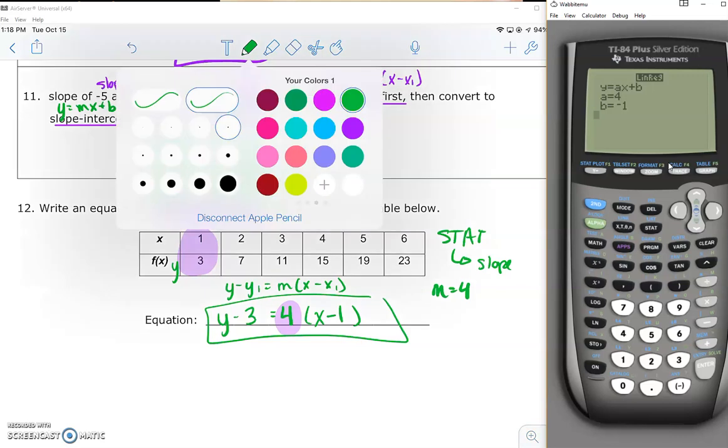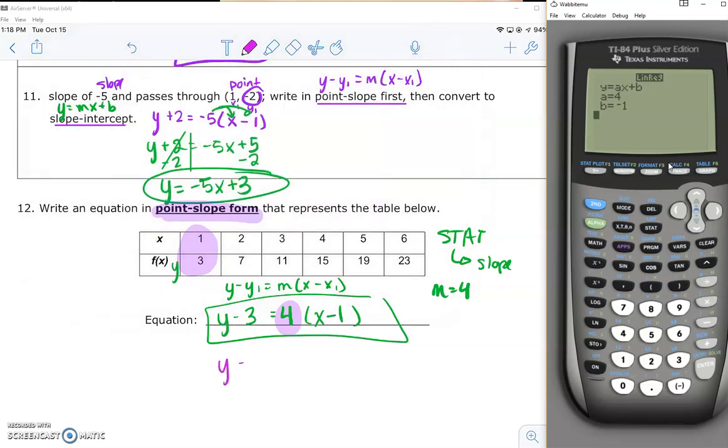Now remember, point slope works for any point, so I could have used a different point. Maybe I wanted to use this one. Y minus 19 is equal to 4 times x minus 5. You just have to make sure that it has the correct slope and that the x and the y are in the right place and from the same ordered pair.